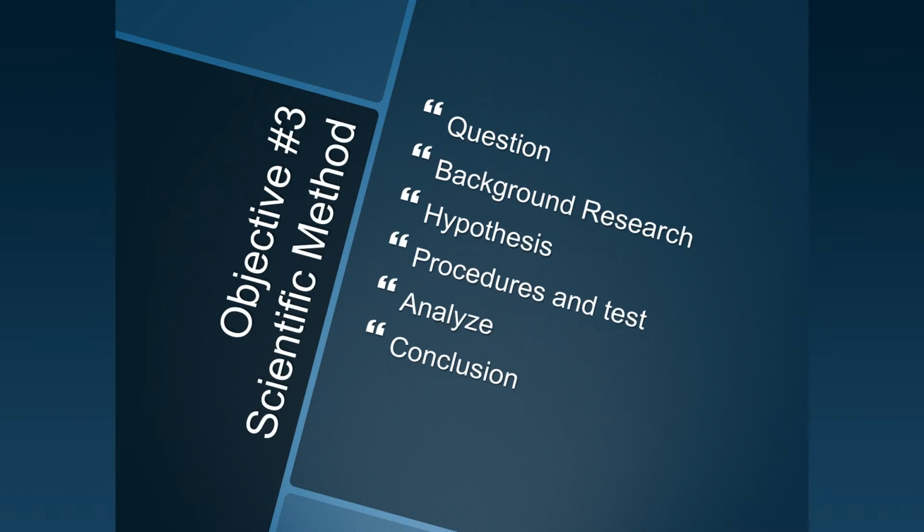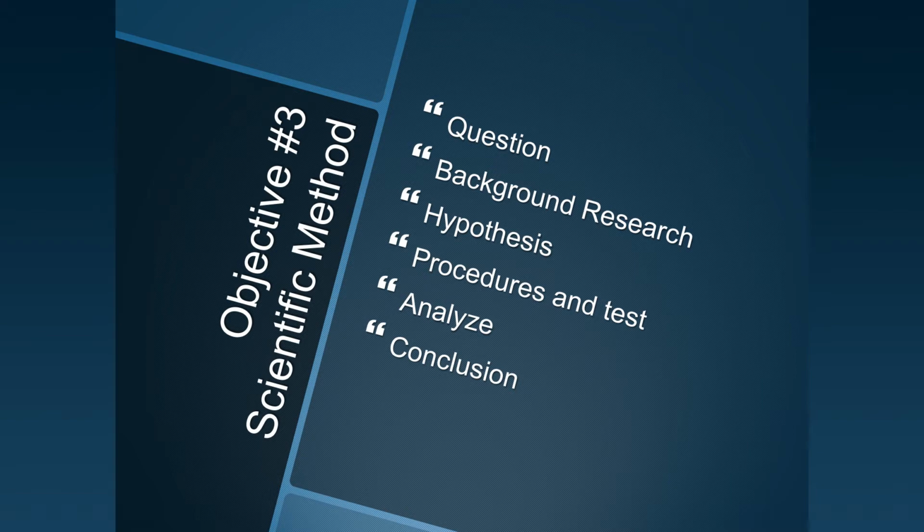Our third objective has to do with the scientific method. Here are the basic parts. There's the question, background research, hypothesis, procedures and test, analysis, and conclusion. The question portion refers to what are you trying to test? What answer are you trying to come up with?